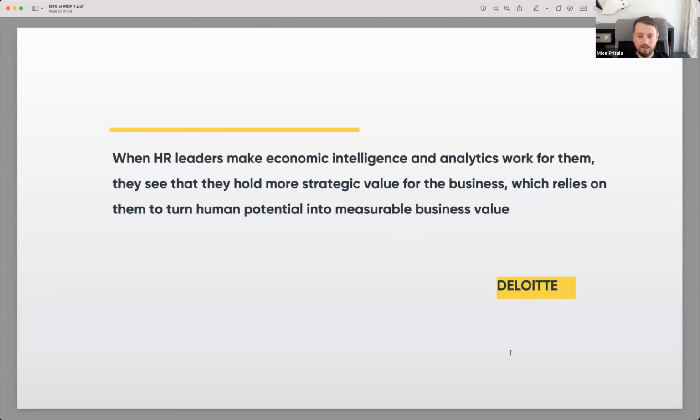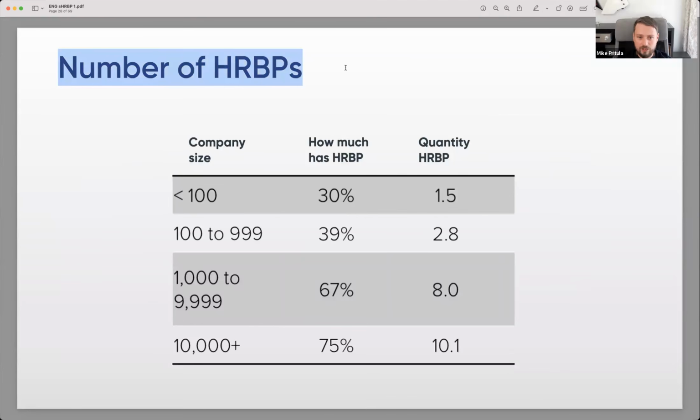Okay. Another quotation: when HR leaders make economic intelligence and analytics work for them, they see that they hold more strategic value for the business, which relies on them to turn human potential into measurable business value. It's Deloitte. How many HR business partners are there in the companies? It depends, of course, on the size of the company. If the company is small, only 30% of those companies have HR business partnership roles, and the quantity of HR business partners is on average 1.5.